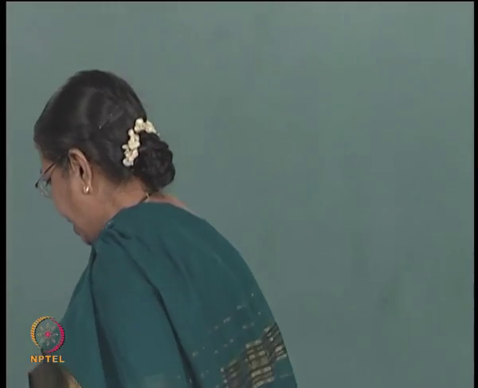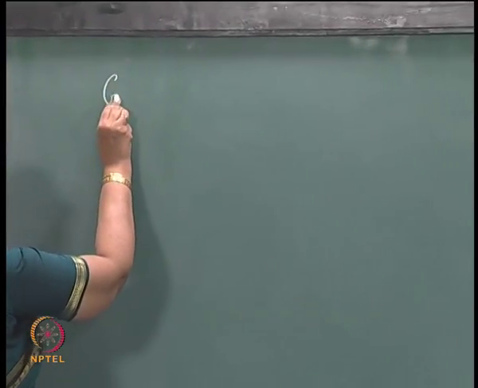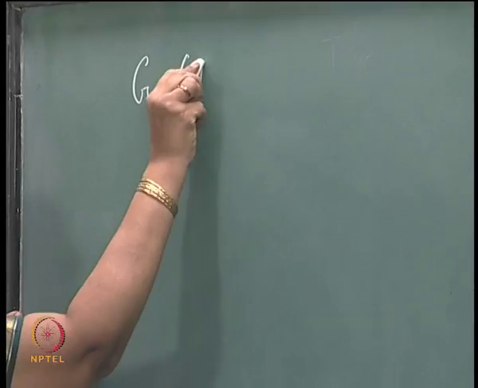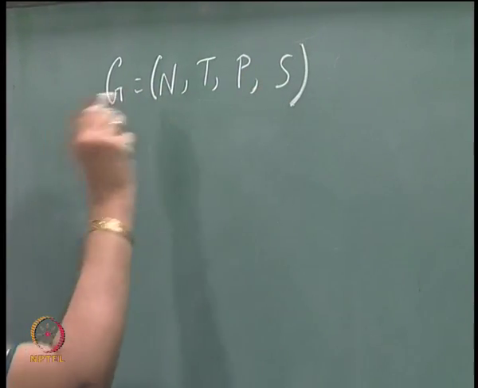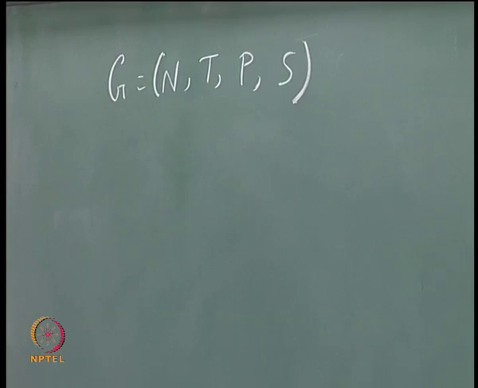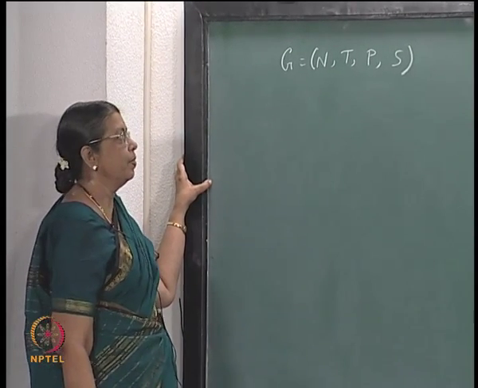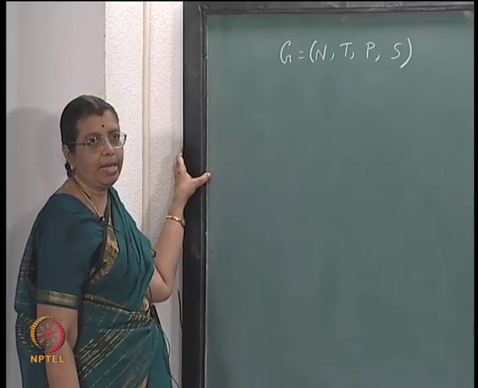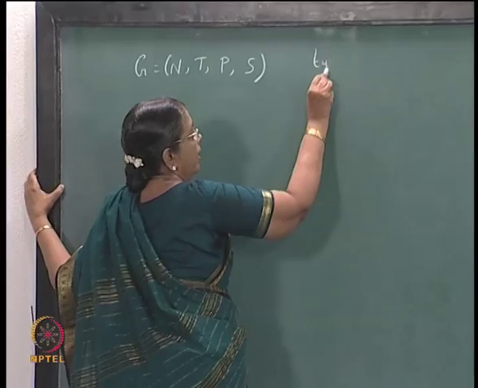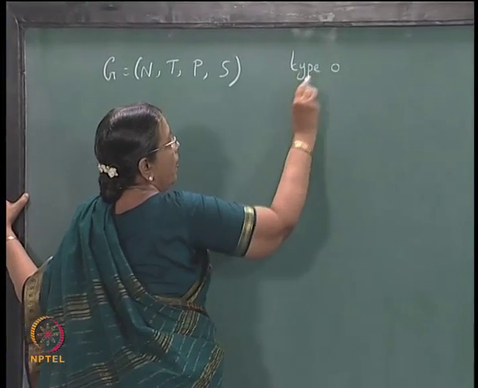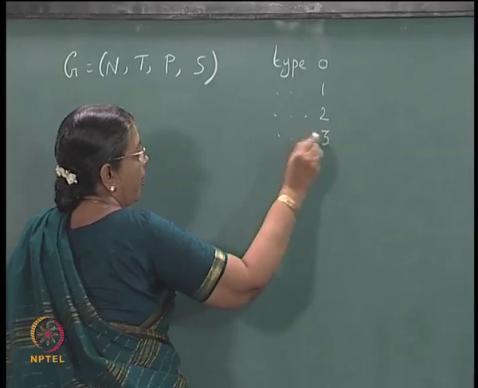We were considering the definition of a grammar. The grammar consists of 4 components. G is equal to (N, T, P, S), where N is the set of non-terminals and T is the set of terminals, P is the set of production rules and S is the start symbol. We consider 4 types of grammar: type 0, type 1, type 2 and type 3.